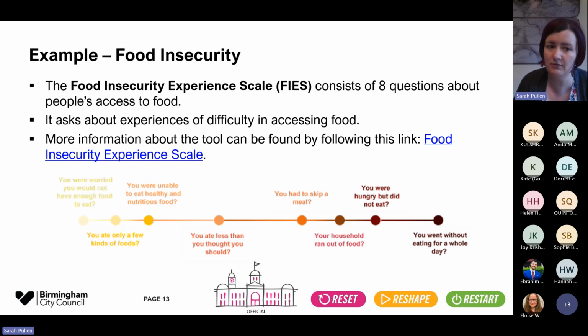And if you follow the link through to the Food Insecurity Experience Scale, there are instructions about how you can use this tool and how you can do it sensitively, to make sure you capture not just the frequency of food insecurity, but also the severity of it. This tool is only 8 questions, it's quite quick to use, and it's quite a useful one to integrate into programs.